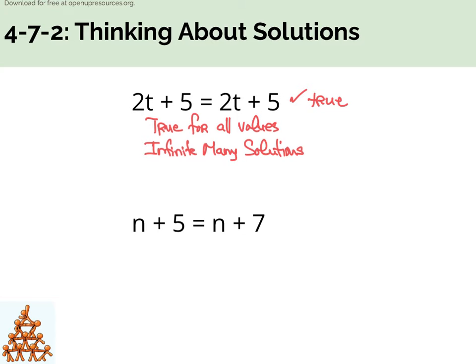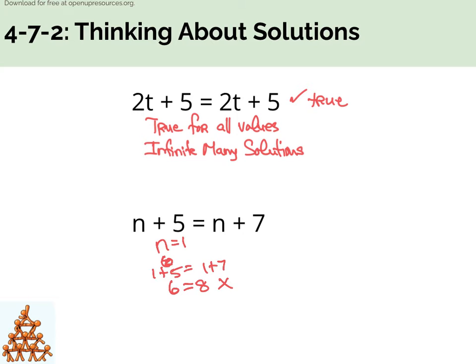Let's look at the one on the bottom. So we have n plus 5 equals n plus 7. Is this true? Does n plus 5 equal n plus 7? No, it doesn't. Okay, let's think about it. Let's put n equals 1 in there. 1 plus 5 equals 1 plus 7. 1 plus 5 is 6. 1 plus 7 is 8. Is this true? No.